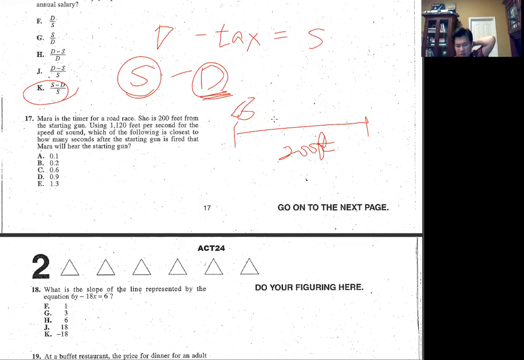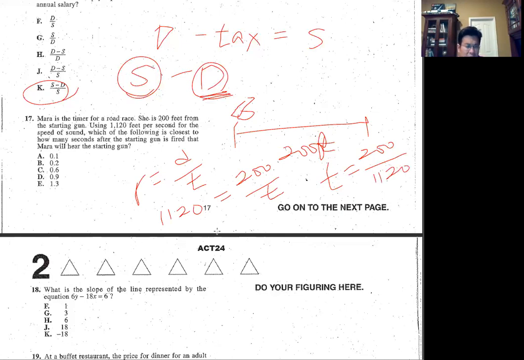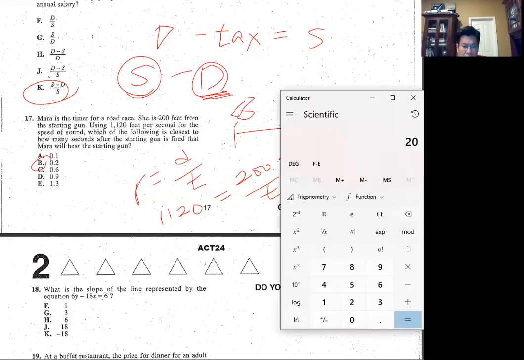So the speed, I mean the speed R equals D over T. But then R we know is 1120, and D is 200, and T we don't know. So we just swap this part together. So T has to be 200 divided by 1120, which is around 0.2 something, 0.1 something. Probably 0.2. Let me just put it in the computer. 200 over... Round up, 0.2.